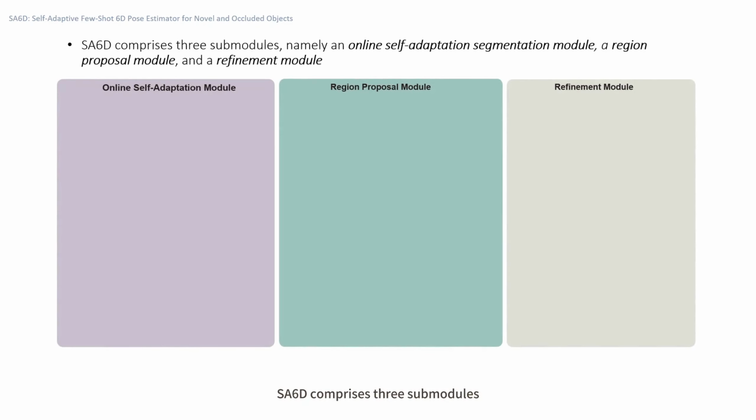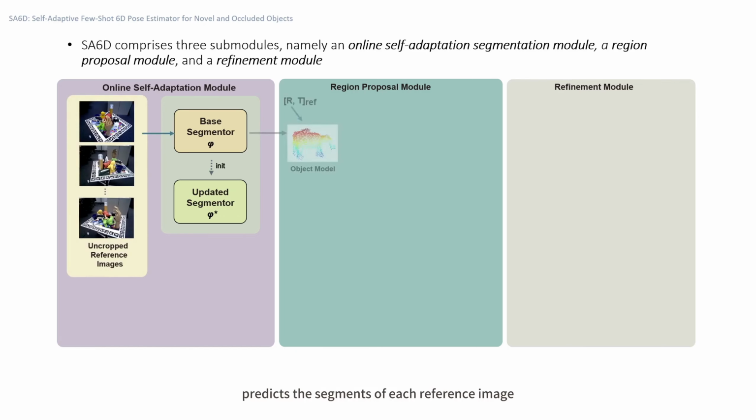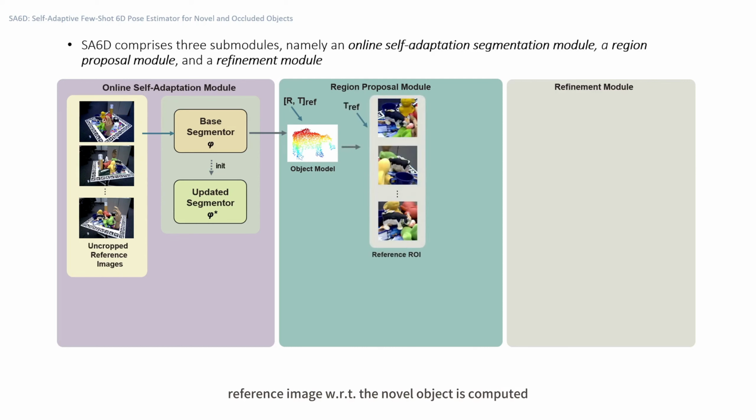SA6D comprises three submodules, namely an online self-adaptation segmentation module, a region proposal module, and a refinement module. In the segmentation module, there is a base segmenter and an updated segmenter. The updated segmenter is initialized by copying the base segmenter. The base segmenter first predicts the segments of each reference image. Afterward, an object model is reconstructed from the depth image based on the selected segment of the novel object, given the ground truth pose of the novel object. Subsequently, the cropped region of interest of each reference image with respect to the novel object is computed.